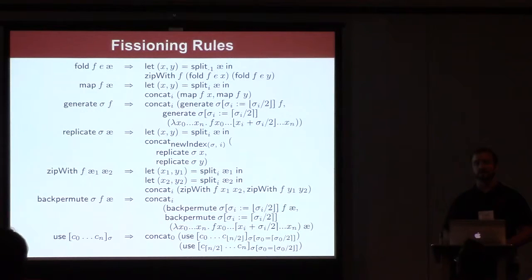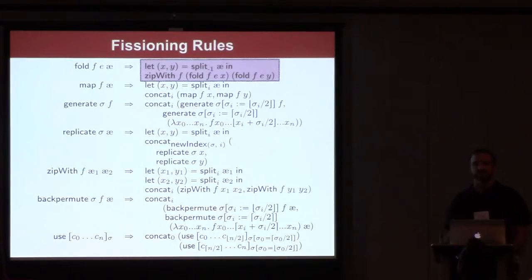So we can do folds, maps, generate, replicate, zipWith, backpermute, and use. And they all take slightly different forms, but it's this general theme of splitting up your inputs, running the operation on the pieces of it, and then combining the results back together. A couple of them ended up being sort of tricky and subtle, though, and so I'm gonna point those out in a little bit more detail.